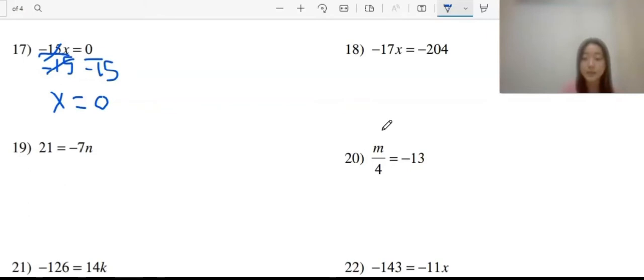Next, number 18, negative 17x is equal to negative 204. Same thing, negative 17 is multiplied to the variable x. We only want x on the left side, so we want to undo that process. And if we want to undo that, we would have to divide negative 17. We also do it on the right side. The negative 17's cancel out, which makes x by itself. And negative 204 divided by negative 17 is actually 12.